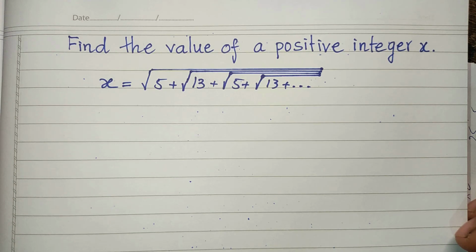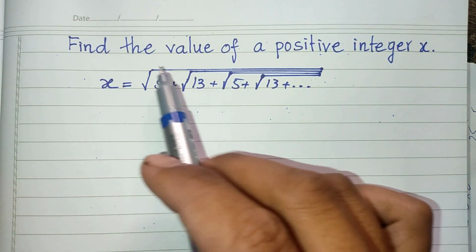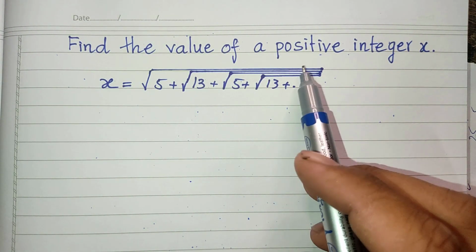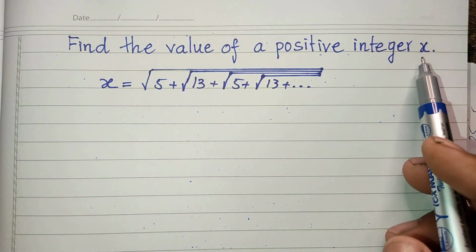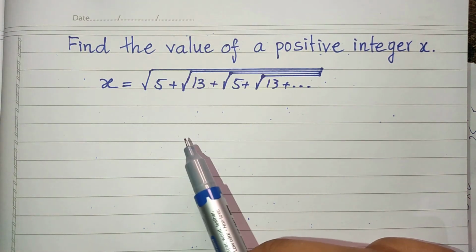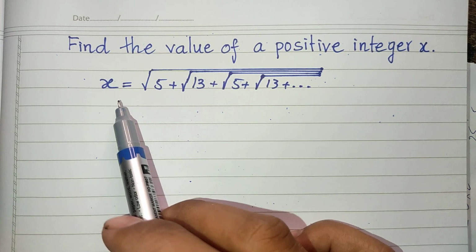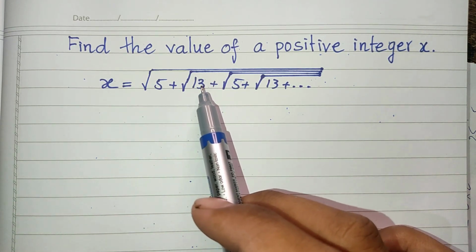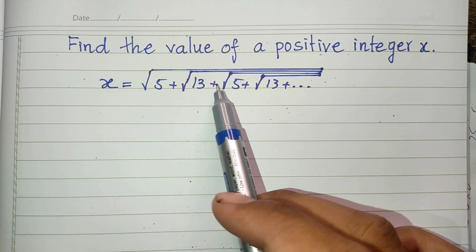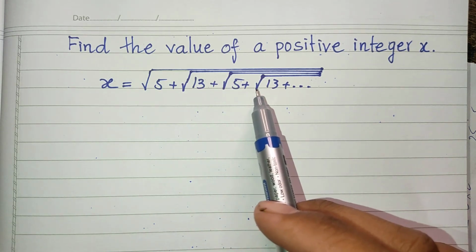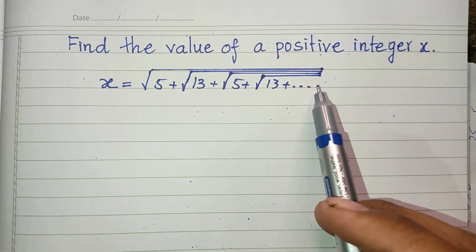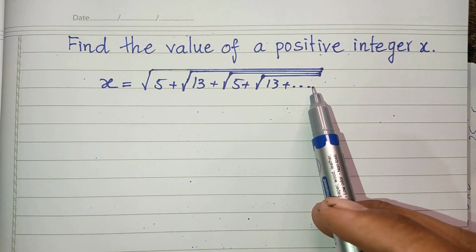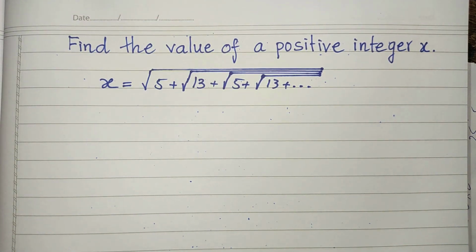Today I have one exercise. Find the values of a positive integer h such that h equals the square root of 5 plus the square root of 13 plus the square root of 5 plus the square root of 13 plus, and so on to infinity. Do you know how to show this? If you know, please do it.